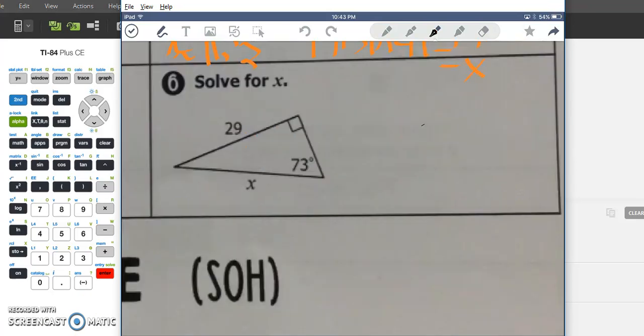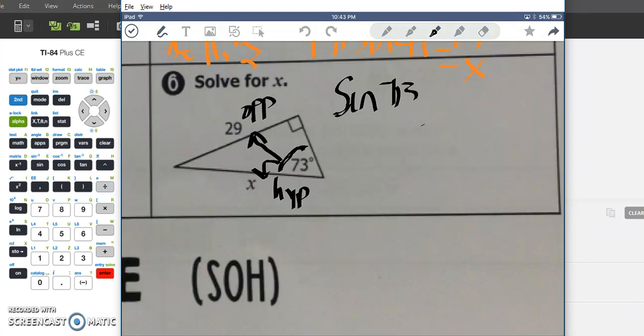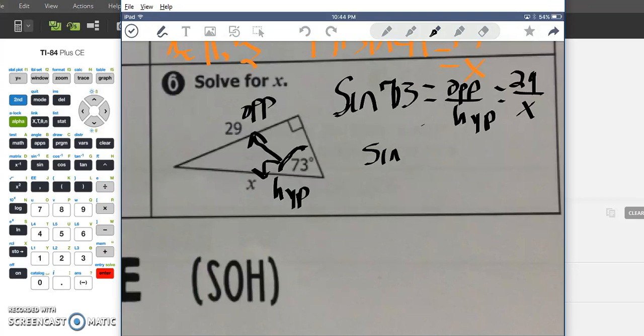Let's look at example 6 now. In example 6, we have the location right here. So from this location, this is the opposite, the 29. The x is the hypotenuse. Remember, the hypotenuse is always directly across from the right angle. So we have sine of the angle, which is 73, is equal to opposite over hypotenuse, which in this case is going to be 29 over x. Okay, so I have sine 73 is equal to 29 over x.